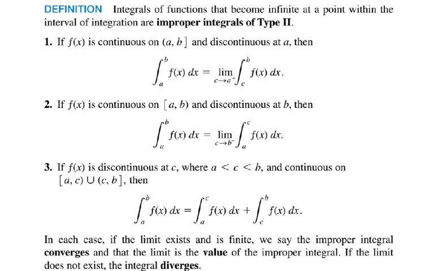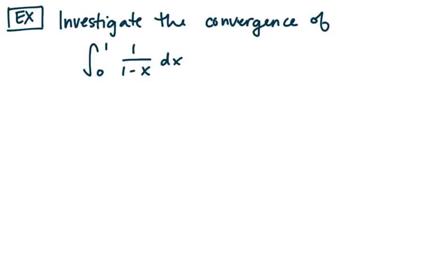So let's look at one example. Here we're going to investigate the convergence of the integral from 0 to 1 of 1 over 1 minus x, integrated with respect to x. As always, we want to think about, is there a vertical asymptote? Is there a discontinuity? Especially when we're dealing with area and convergence and divergence, we want to be able to visualize what that space is. So we create a graph.